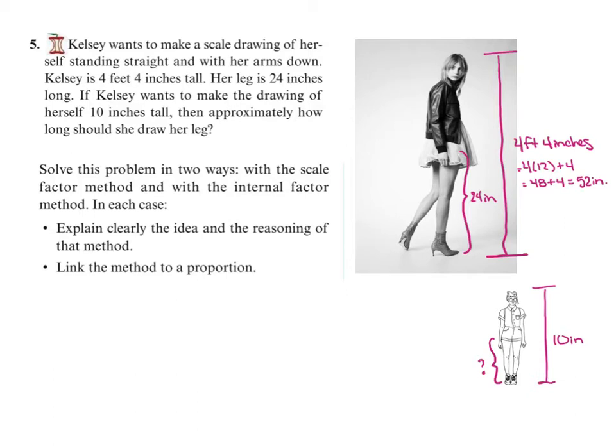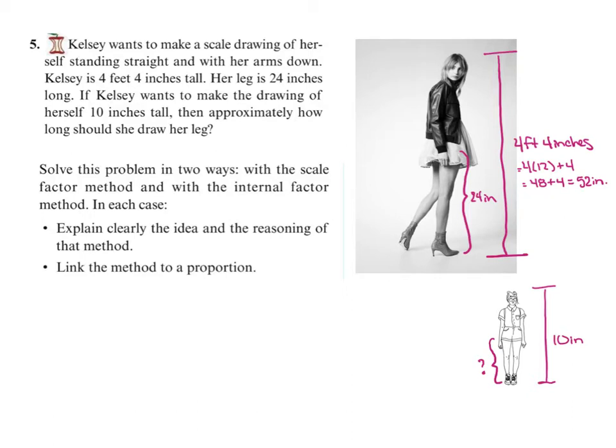So again, she is 4 feet tall, or 4 feet 4 inches tall, which is the same as 52 inches. And her leg is 24 inches. So the drawing total length, or height, would be 10 inches. They want to know how long the leg should be if we were to keep everything in proportion.